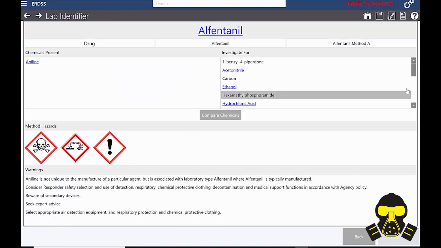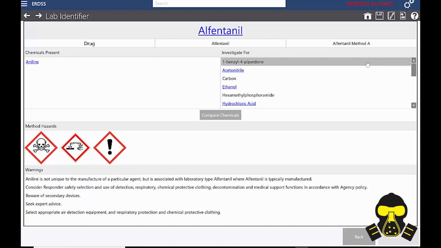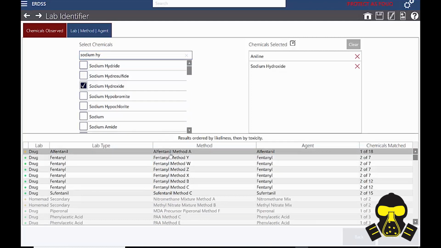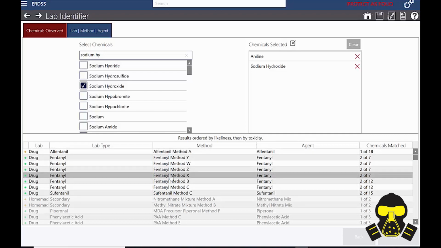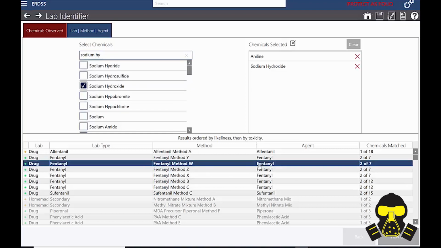What's the lab going to have? Now for an all-fentanyl lab, these are all the different precursors you'd be looking for. It's saying, you've got this, are you seeing these other things? Are they there? You can go through and start adding other materials. So let's say sodium hydroxide. Now it's still pulling up that all-fentanyl method because of the hazard, but now you have 2 of 7, 2 of 7, 2 of 7 starting to show up. So let's click on one of those.